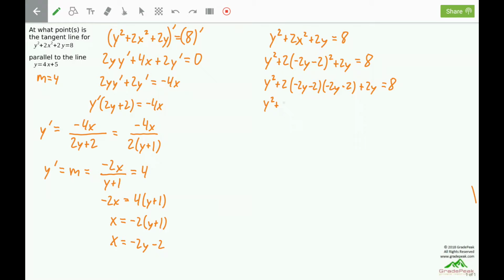So we have y squared plus 2 times the first. Negative 2y times negative 2y is a positive 4y squared. Outside, negative 2y times a negative 2 is a plus 4y. Inside, negative 2 times a negative 2y is a plus 4y. And last, negative 2 times a negative 2 is a positive 4. So we have y squared plus, distributing the 2 in, we will have 8y squared plus 8y plus another 8y plus an 8 plus a 2y equals 8.